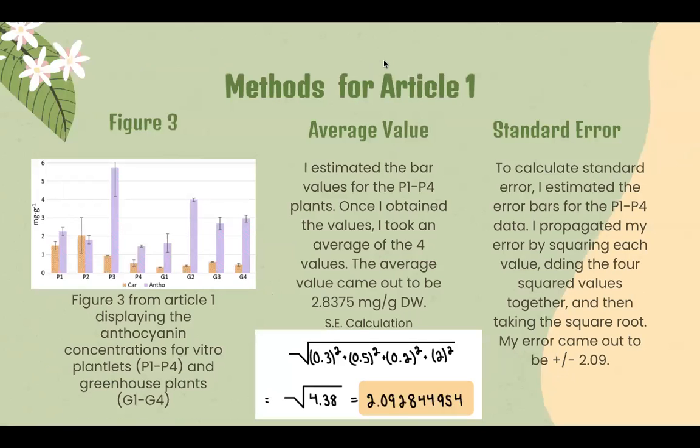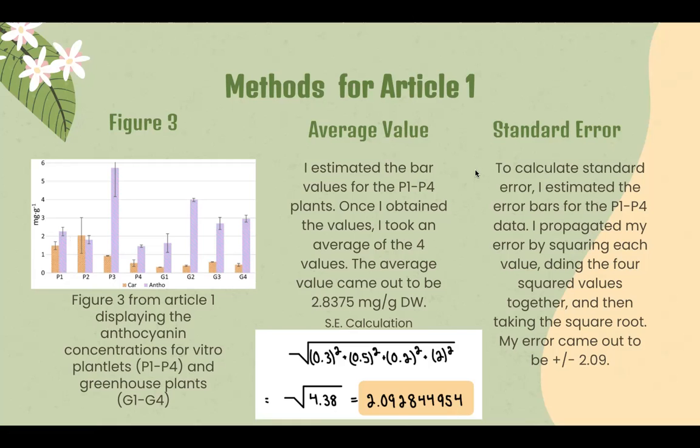For my methods, for article 1, I pulled the average values, the values for the P1 to P4 data, as shown here in the bars. And then I estimated the anthocyanin concentrations for the P1 to P4 plants. And I obtained the values by taking an average of the four values and receiving a value of 2.8375.